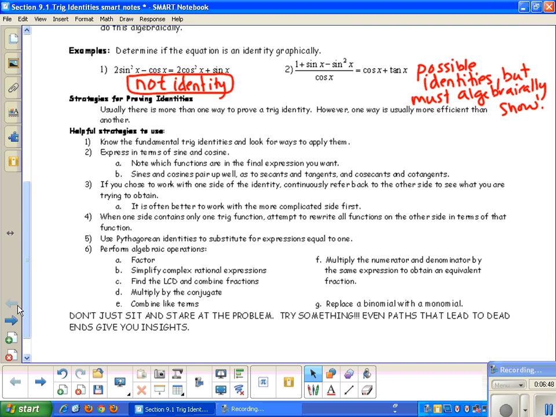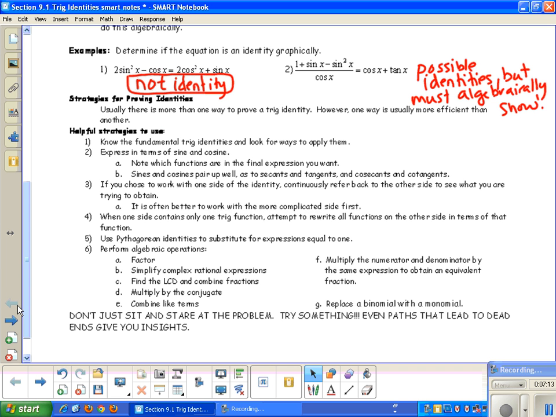The third one says, if you choose to work with one side of the identity, continuously refer back to the other side to see what you are trying to obtain. It is often better to work with the more complicated side first. When one side contains only one trig function, attempt to rewrite all functions on the other side in terms of that function. Use Pythagorean identities to substitute for expressions equal to 1.